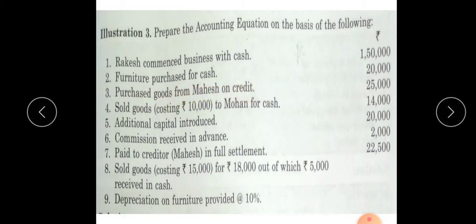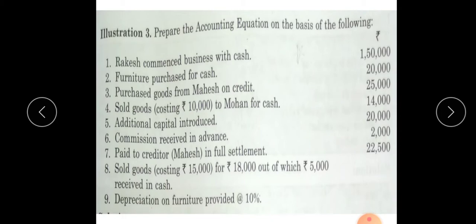Now see, if this credit word is not mentioned, then also we will take the third transaction as a credit transaction, because the name of the dealer is mentioned. Unless it is mentioned as cash, it will be treated as credit transaction. Then the fourth transaction, sold goods to Mohan for cash. Now this will be a cash transaction even if the name is mentioned. Goods costing 10,000 was sold for 14,000. There is a profit of 4,000 rupees.